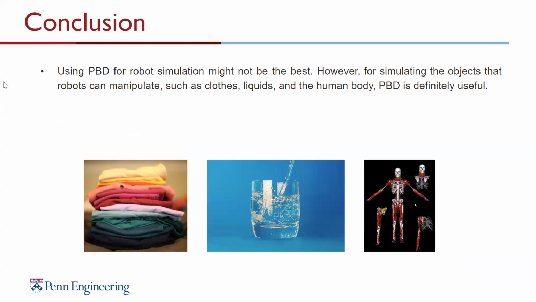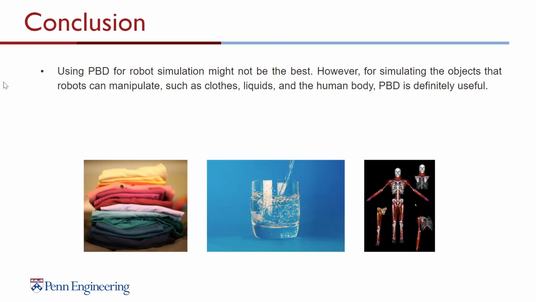NVIDIA Isaac Gym combines velocity-based dynamics for robots, force-based, I mean, and then uses position-based dynamics for non-rigid objects. So they use both at the same time. I think it is good to know position-based dynamics if you're trying to do an HRI scenario that involves very non-rigid objects, such as cooking.